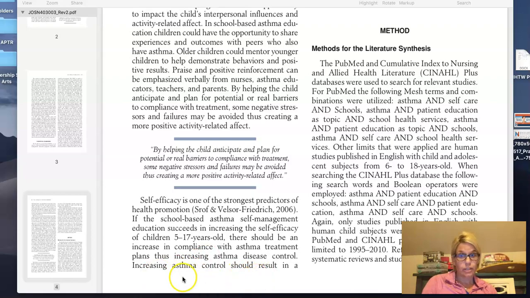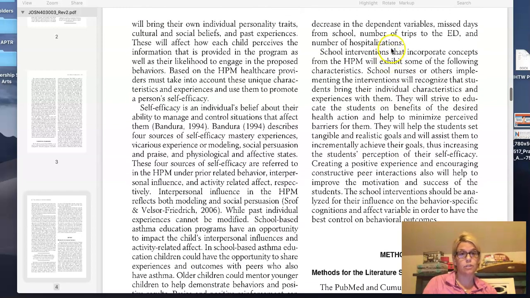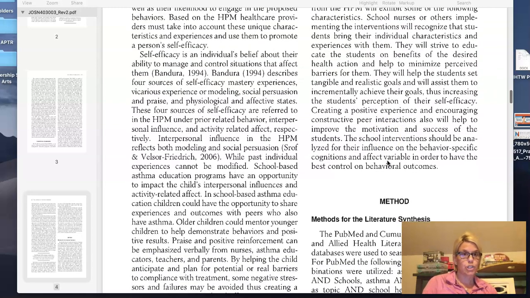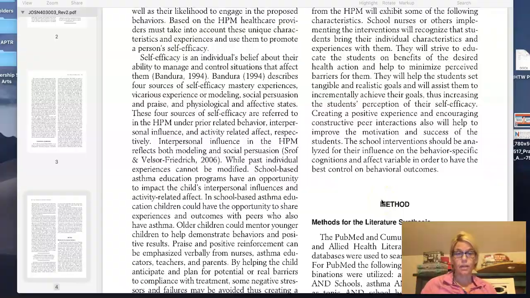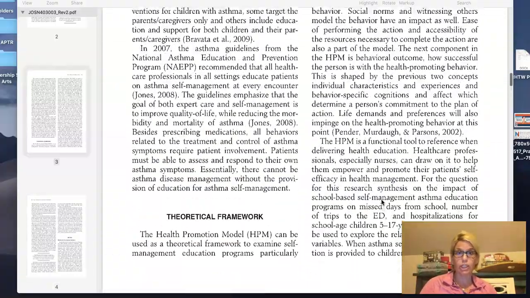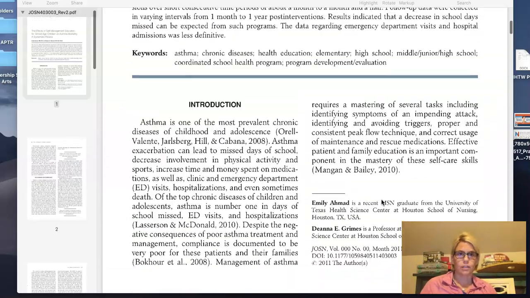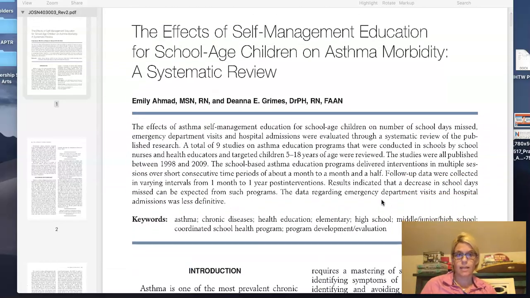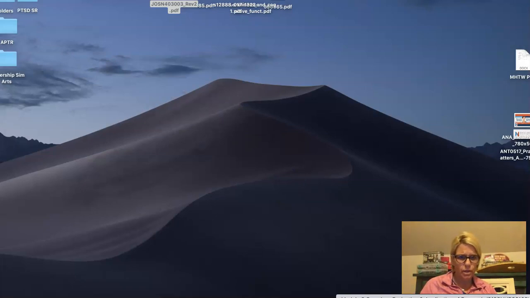And then she goes into more detail about how asthma control should result in a decrease in missed days of school and numbers of trips to the ED, and she just keeps on going. It's just more support for her case of what she wants to say. So I think this is a really good example for you if you want to use it as a template to follow. I think you would be just fine doing that for the purpose of this paper. So let me show you another one.